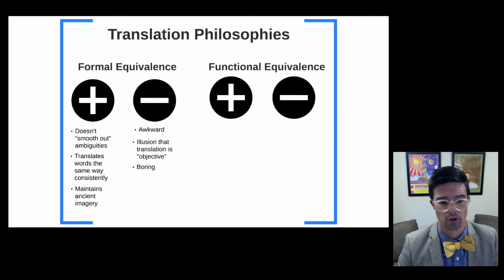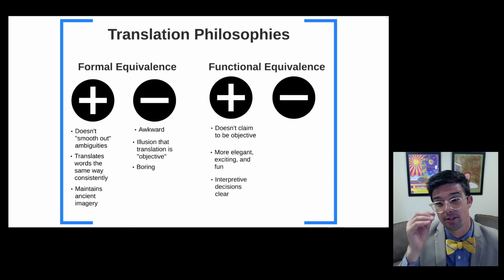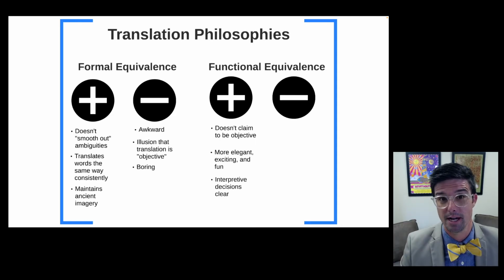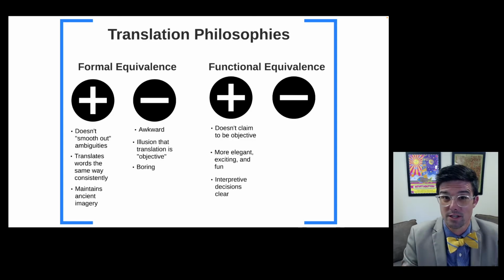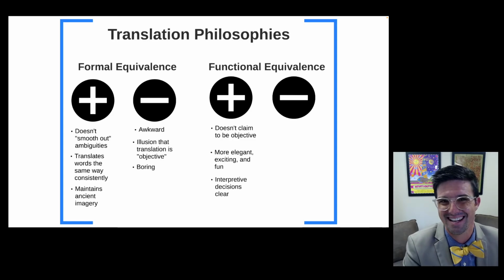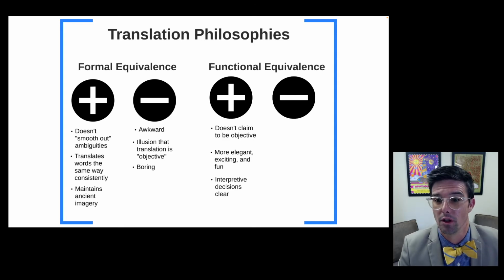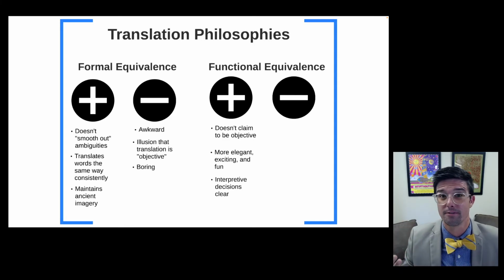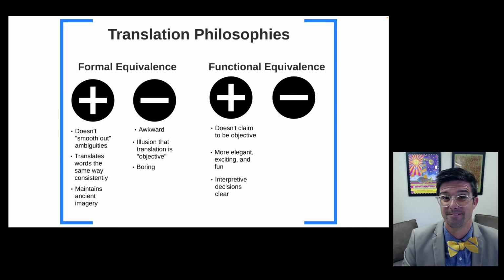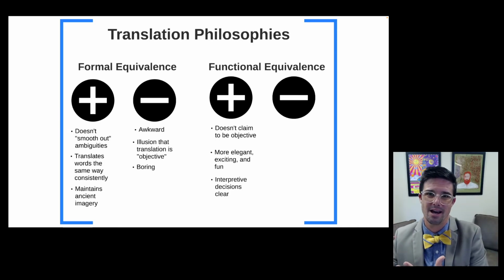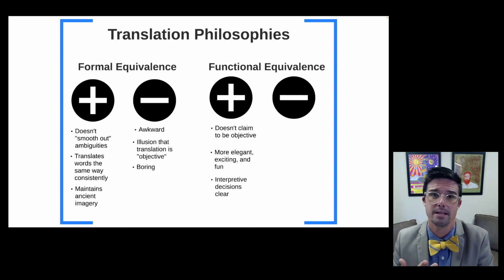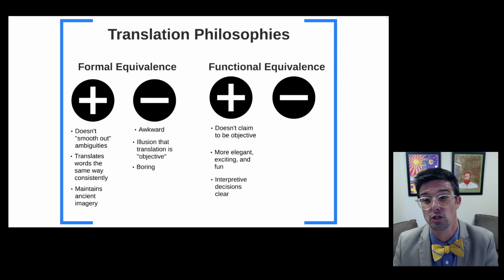Over on the functional equivalence side, the advantage of the functional equivalence translation is that usually they don't claim to be objective. They straight up say, this is what we're doing, this idea for idea kind of thing, and we are making interpretive decisions as we go along. And this often makes for a more elegant, exciting, and fun read. When you are reading English prose that is more elegant, it's a bit more enjoyable to do.